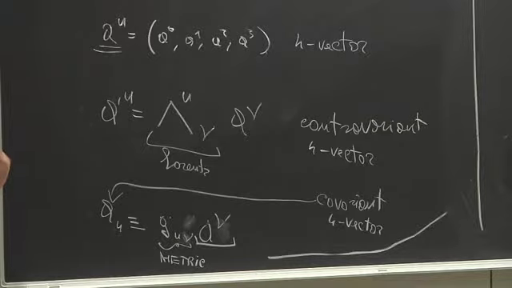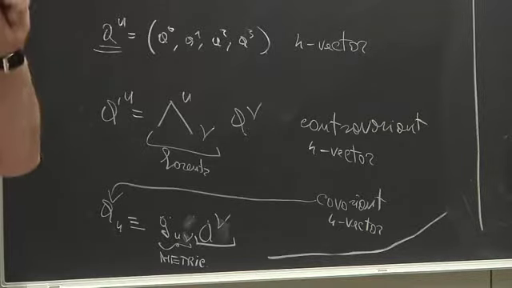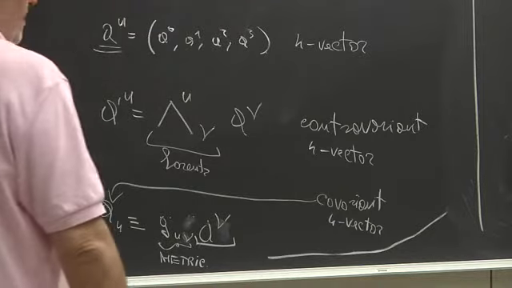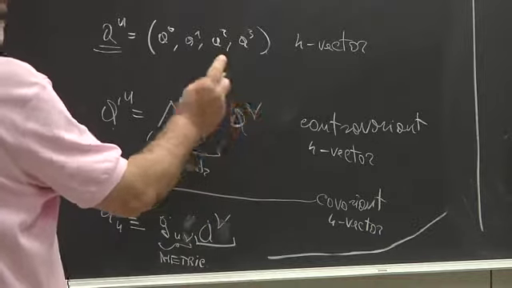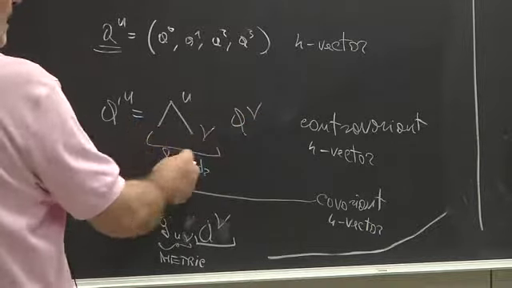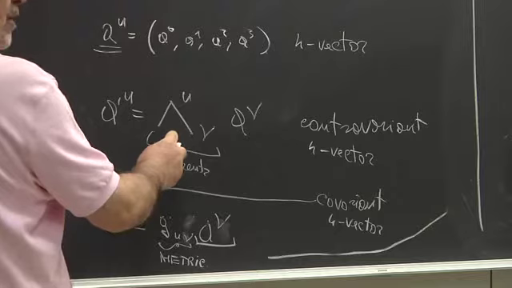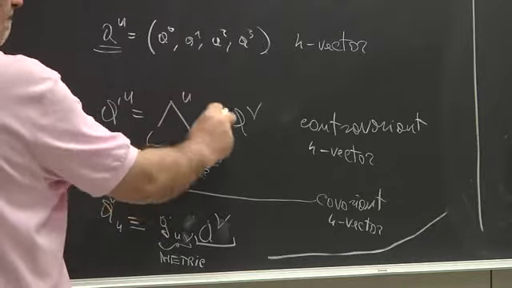If I ask you in the final exam what it means to be contravariant, don't tell me it is something with the index up. No, it doesn't matter, it's a convention. A contravariant is an object that transforms under a Lorentz transformation, where this is the Lorentz transformation, in this manner.